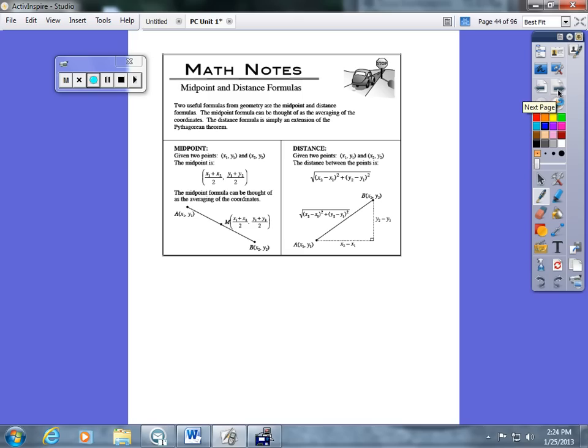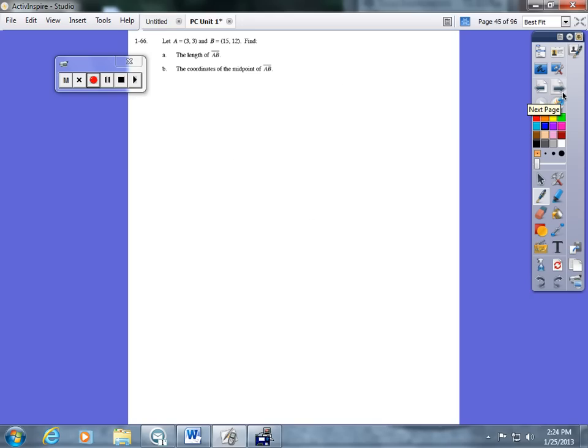Two more formulas to add to the toolkit from geometry: midpoint formula and distance formula. Copy them down. Find the length of AB, that's distance formula. Find the midpoint of AB, that's the midpoint formula. So I think you can do those. Plug them into the formula, get an answer, and check back when you're finished.